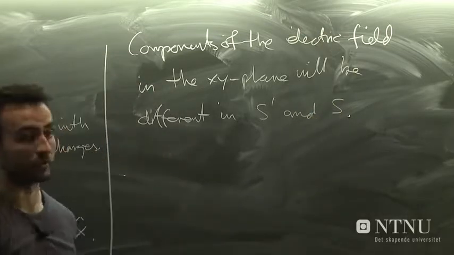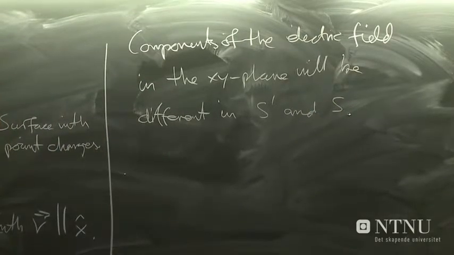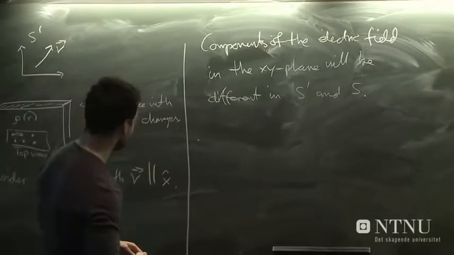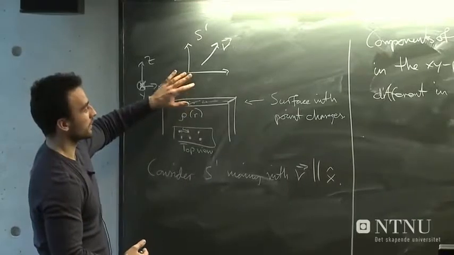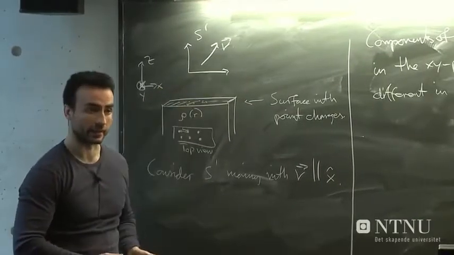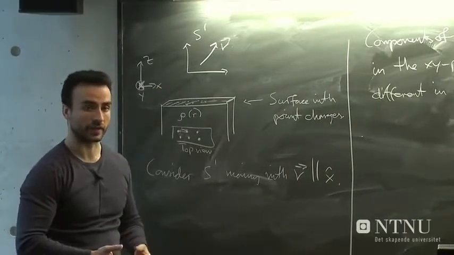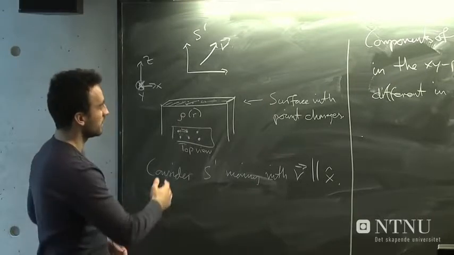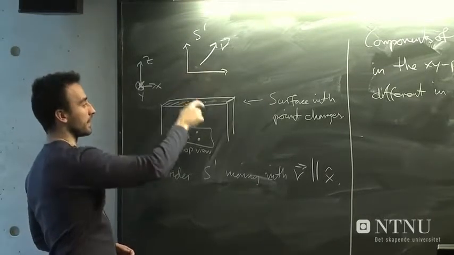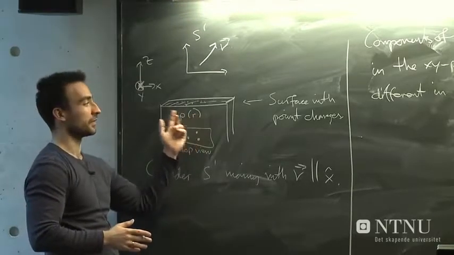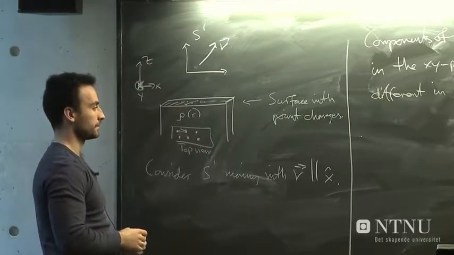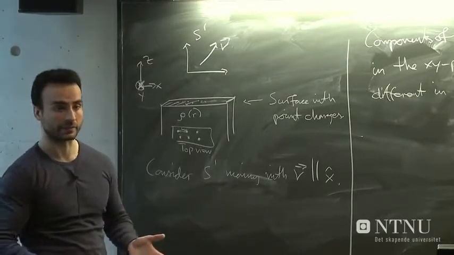And in fact, they will transform just according to these formulas that we derived. On the other hand, we see that if this coordinate system is moving along the z direction, there is no length contraction. The observer here and here completely agree on the charge distribution on the surface here. And so they observe the same electric field.